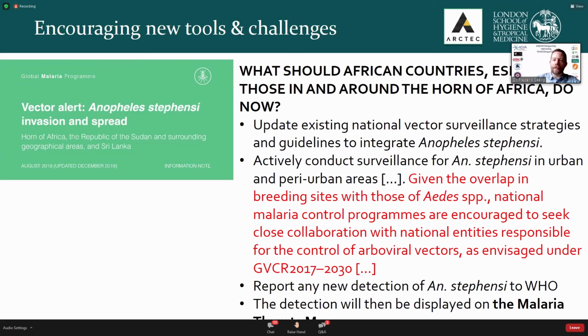And this is highlighted here, given the overlap in the breeding sites with those of Aedes, national malaria control programs are really encouraged to seek close collaboration with national entities responsible for the control of arboviral vectors, again, as envisaged under the GVCR 2017-2030 document. So again, there's really this overlap between different groups of stakeholders and breaking down of silos. And again, recommending that any new detection of stephensi should be reported to WHO because they can display it in the malaria threats map.